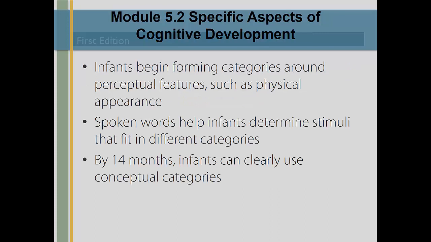Infants begin forming categories based on perceptual features such as physical appearance. By 9 to 11 months, they start to identify more subtle features. Spoken words help infants determine stimuli that fit in different categories. By age 14 months, infants can clearly use conceptual categories. For instance, infants can sort objects based on common features.